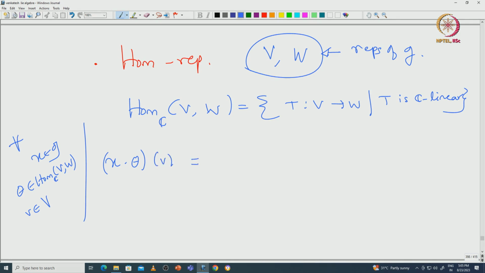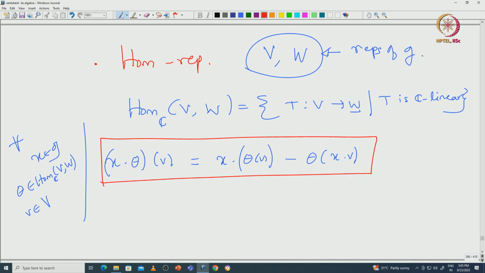So, that gives me x dot theta of V, because theta of V is an element of W, we have the action of x on theta of V. Then you subtract theta of x dot V. So, that is your definition. This is your definition of this x dot theta acting on this V.